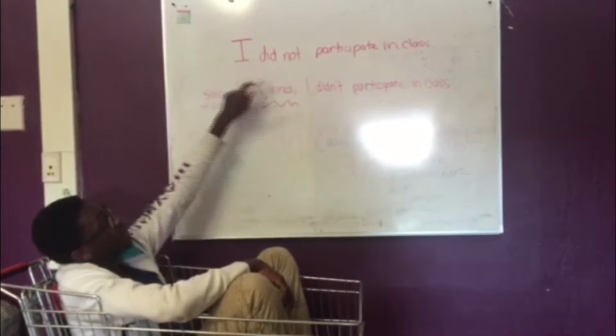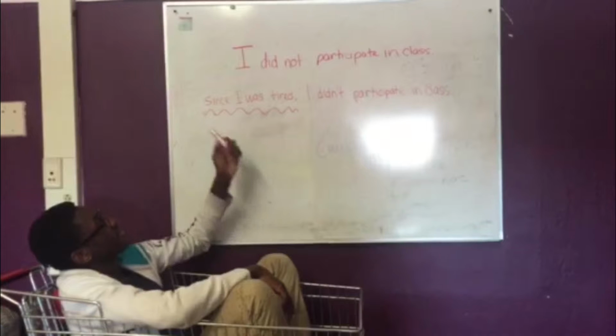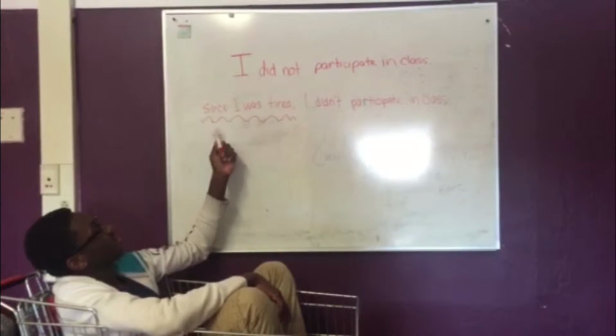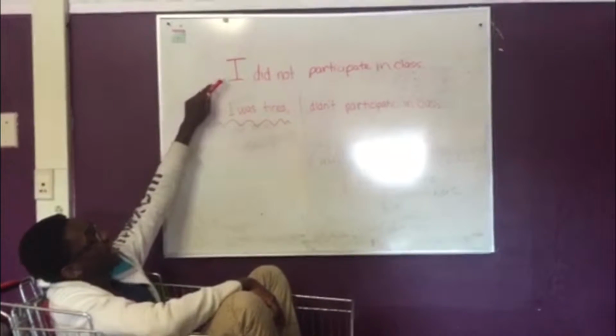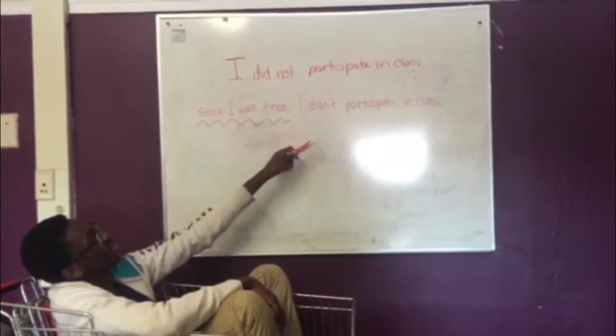For example, I did not participate in class. This is an independent clause. The subordinate clause, since I was tired, cannot stand alone as a sentence. So you have to join it with the independent clause, I did not participate in class, and then you get a complete thought. Since I was tired, I didn't participate in class.